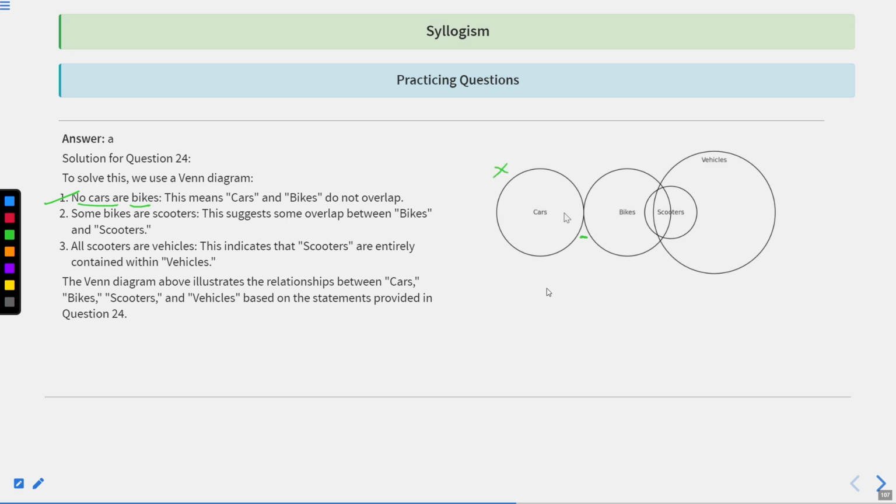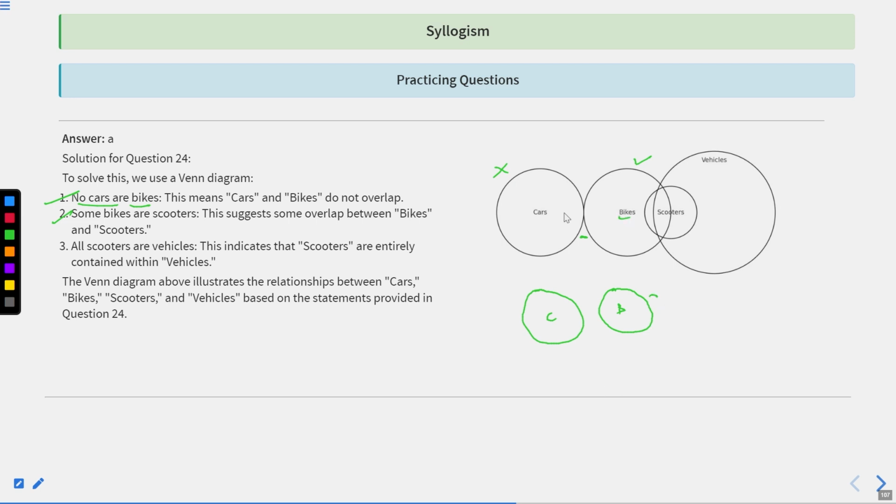It should have been represented in this manner: there should be a car circle and a separate circle representing bikes. So this is car, this is bikes. Now this particular statement is very true and correct. Now the second statement says some bikes are scooters. This particular statement has been represented by the Venn diagram correctly. Some bikes are scooters, which is correct.